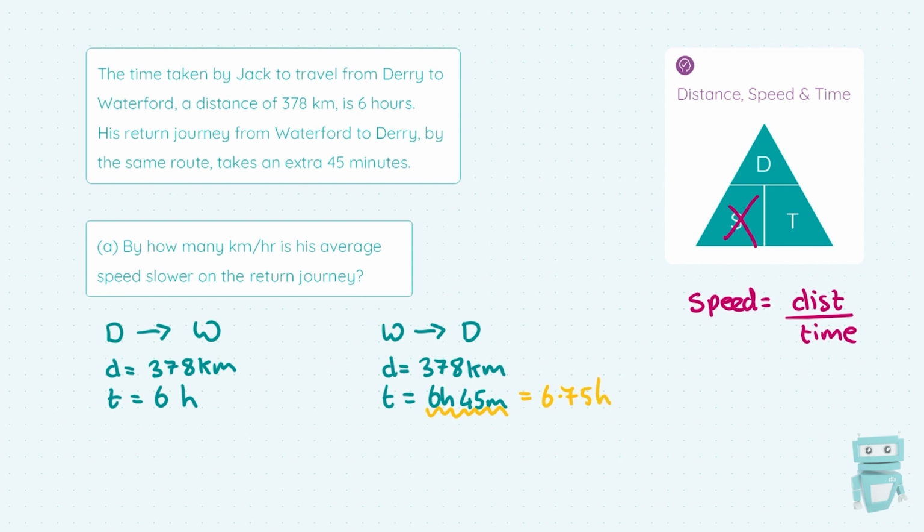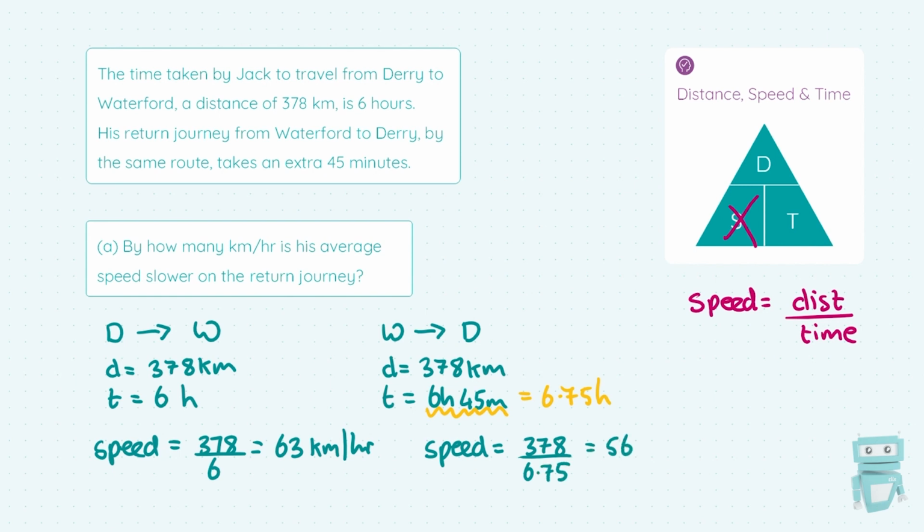Then we're going to sub the numbers in. I'll calculate the speed for the way there. So distance 378 divided by time 6 gives me a value of 63. And we're dealing with kilometers here and hours, so it's kilometers per hour. And on the return journey, we're looking at our speed again. Same distance of 378 on top, divided by our new time of 6.75. And when we whack that into the calculator, we get 56 kilometers per hour.